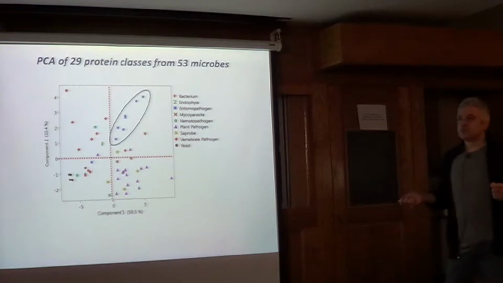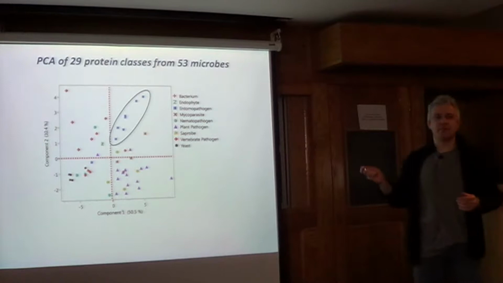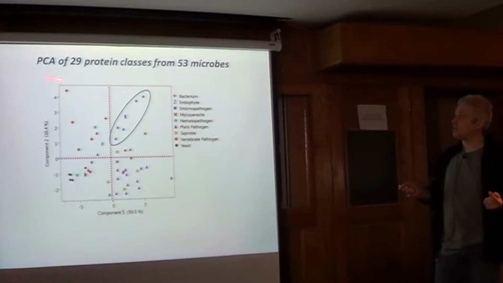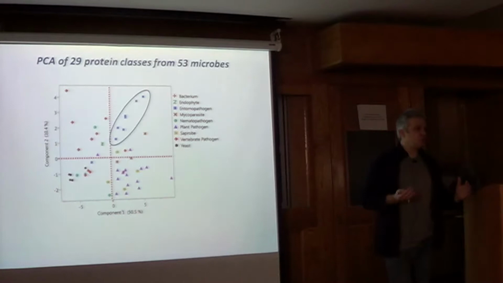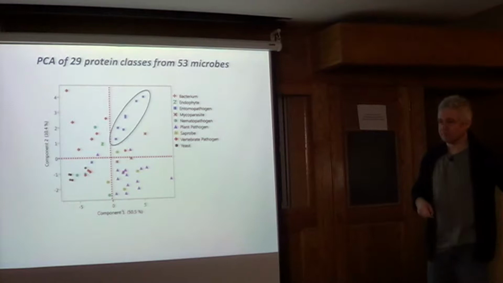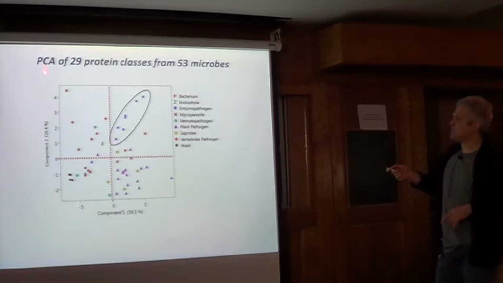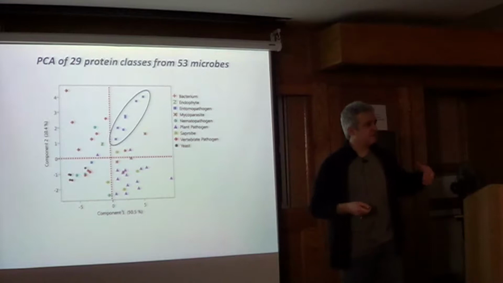So principal component analysis, for the few of you who don't know about it, is a way to reduce the dimensionality of your problem. You start with, in this case, 29 dimensions, trying to define lifestyle. Principal component analysis makes linear combinations of these variables and produces what are called latent variables or components that allow you to synthesize this very complex problem in a simpler fashion. Interpretation is a little bit different, but we have that these 29 protein classes have been summarized in two components that explain about 60% of the entire variability. So it's very explanatory.